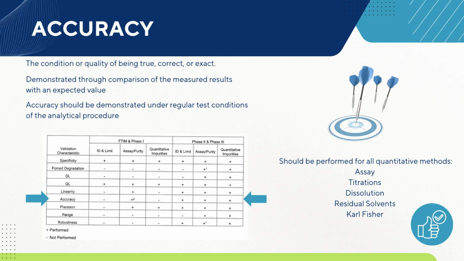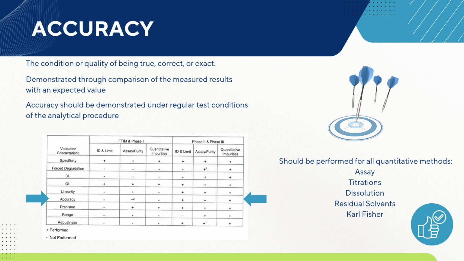The definition of accuracy is the condition or quality of being true, correct, or exact. The ICH Q2 guidelines describe it essentially as being able to prove that you got out what you put in. It also specifies that it should be proven under the nominal test method conditions.